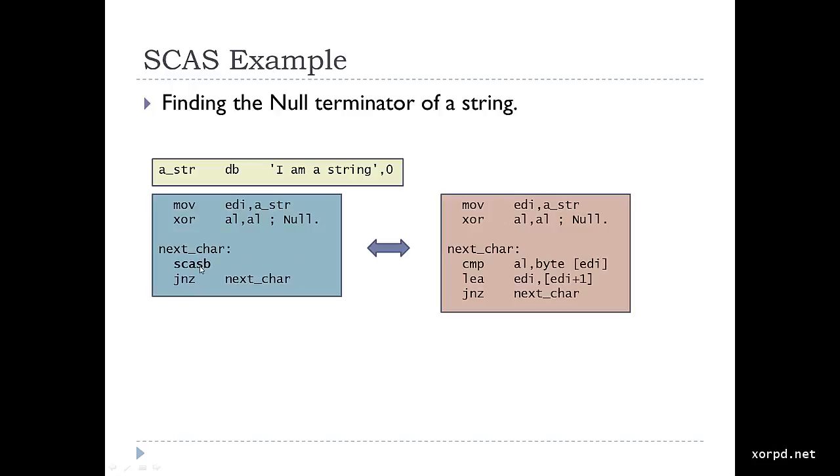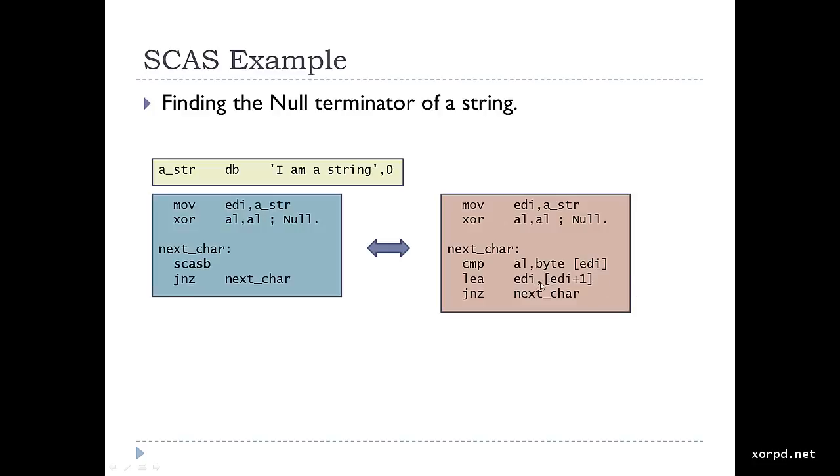As we can see, we just replaced the SCASB instruction with those two instructions, compare and then LEA. What I claim is that SCASB is absolutely equivalent to those two instructions. As you can see, anything else is exactly the same. The only thing that we changed is we transformed this instruction, SCASB, into those two instructions, compare and LEA. We first compare AL with the byte in address EDI, and then we increase EDI by 1.